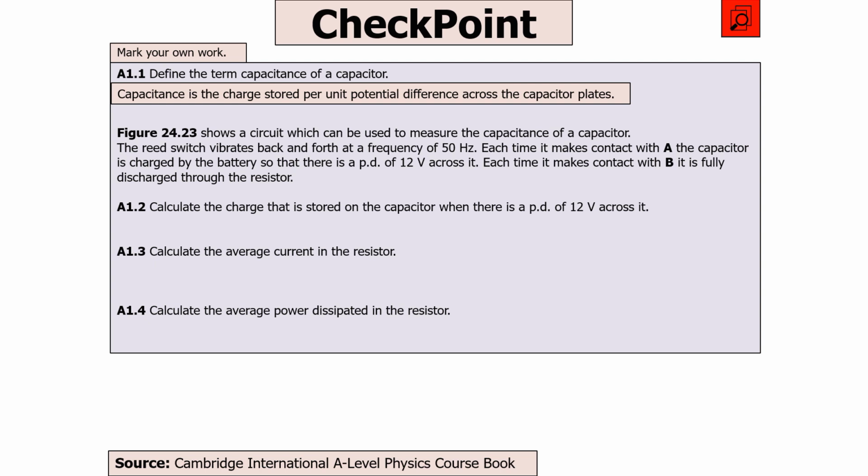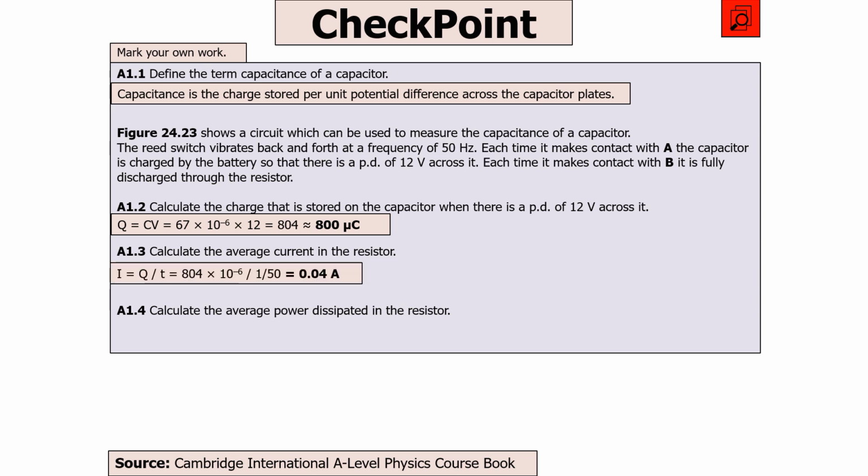In this next one, we use our old capacitor equation. Q equals CV. You've got a value for V, 12. You've got the capacitance, worked it through. So therefore, you can say it's 67 times 10 to the minus 6, working it through. So it's 800 microcoulombs. We then say I equals Q over T. For Q, we've just worked out what Q is in the previous question. We know the value for time given before because the time for one oscillation is 1 over the frequency, so it's 1 over 50, so you get 0.04 amps.